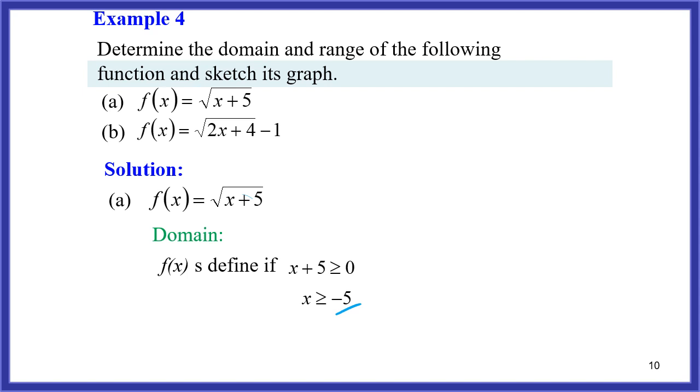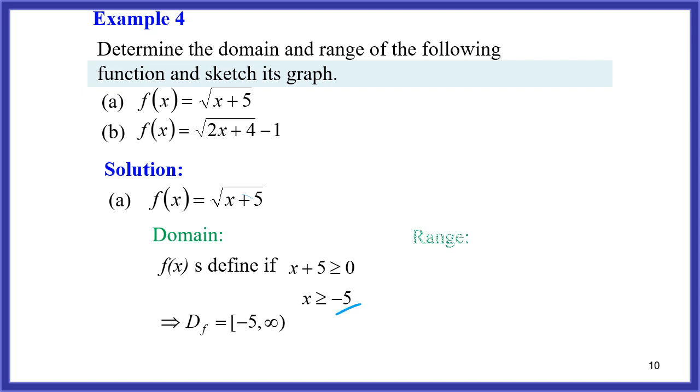If it's less than negative 5, let's say negative 6, what we get inside the square root is negative 6 plus 5, which is negative 1, and the square root of negative 1 is not defined. So that's why our domain is from negative 5 to infinity.